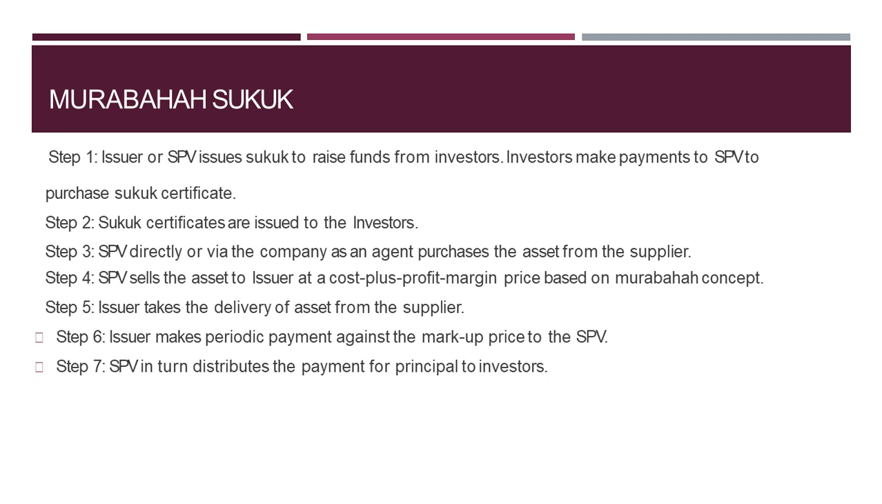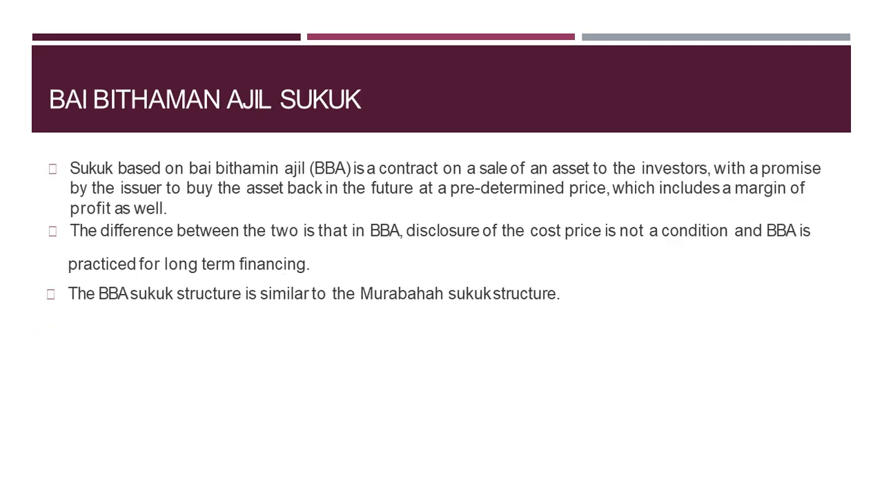So the issuer takes the delivery of assets from the supplier. The issuer makes periodic payments against the markup price to the SPV, and the SPV in turn distributes the payments for principal to investors. So the markup price, or markup, which is the cash flow or the dividend or the return, is provided first to the SPV from the issuer. Then the SPV distributes this profit, this markup, to the investors or to the individual investors or to the final users.